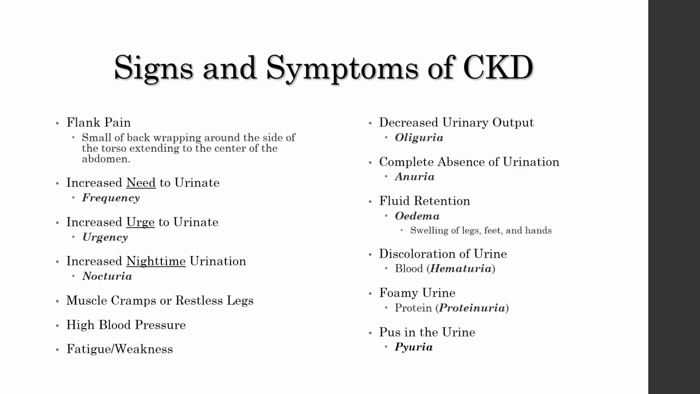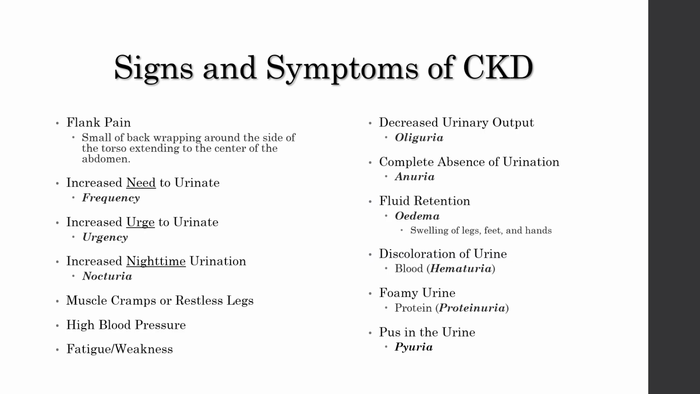Okay. On this slide, we're looking at the clinical signs and symptoms of chronic kidney disease, or CKD. One of the tricky things about kidney disease is that many patients don't have symptoms early on. The kidneys are excellent multitaskers. They quietly compensate until they simply can't do it anymore. Let's walk through what patients may experience as kidney function declines. The first one is flank pain. So this refers to pain in the small of the back, wrapping around the side of the torso, and sometimes extending towards the abdomen. This pain corresponds anatomically with the location of the kidneys in the retroperitoneum.